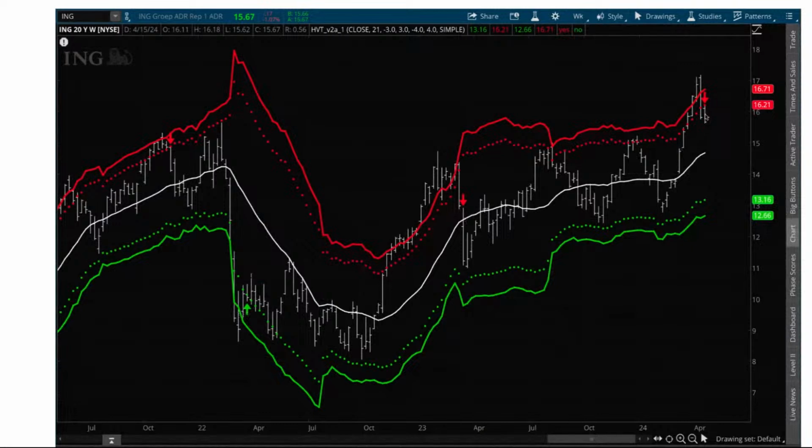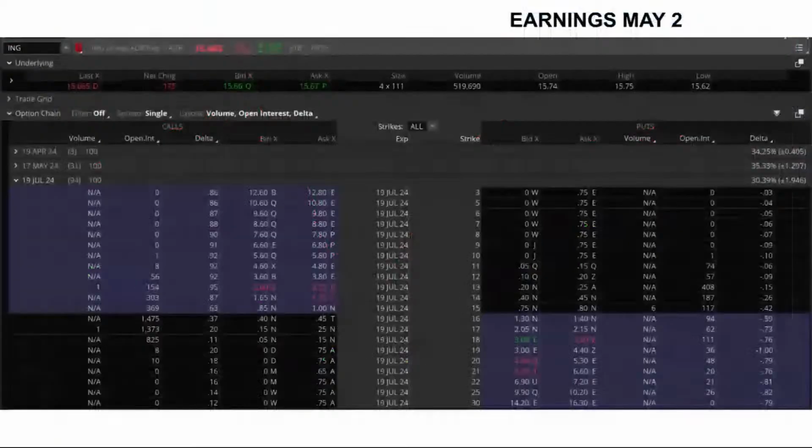ING is the only bank that I'm getting a weekly sell signal on, and it's an American Depository Receipt, which to me means that market makers probably don't have the best understanding of how to value this company. The trade that I like, earnings are going to be May 2nd. Check your earnings date. I don't want to go in May because volatility is super, super cheap. Like stupid cheap, dirt cheap.